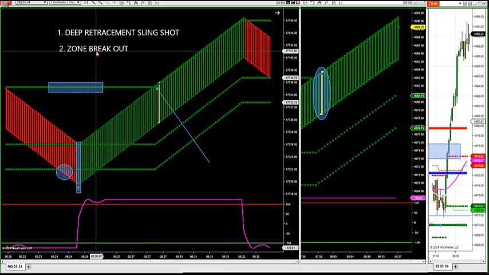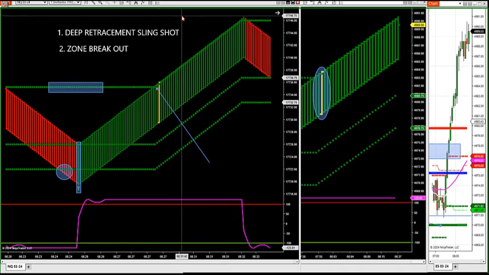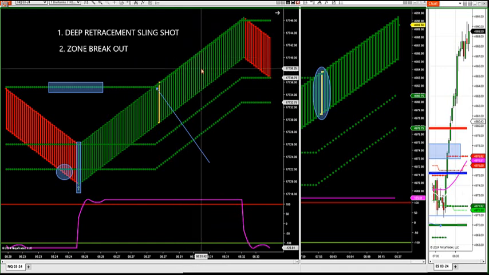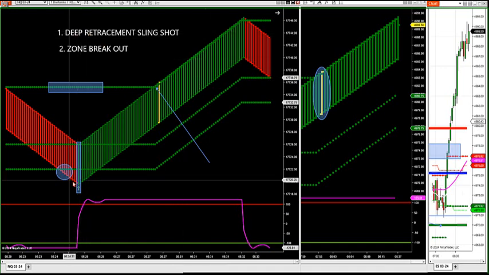And then we also can do a zone breakout where we break out and get a yellow bar that forms that tells us this is a breakout level. So the breakout right here was 17,736 on the S&P. It got as high as 746 3/4 on this push up here about 10 minutes ago. All right, so that's what we look for: a deep retracement slingshot and a zone breakout.